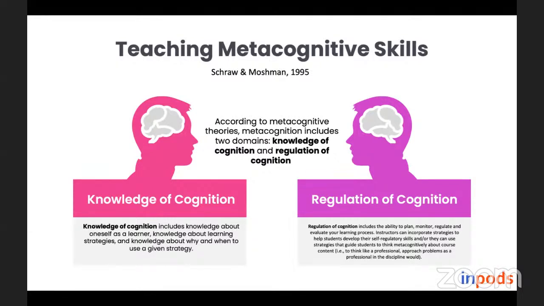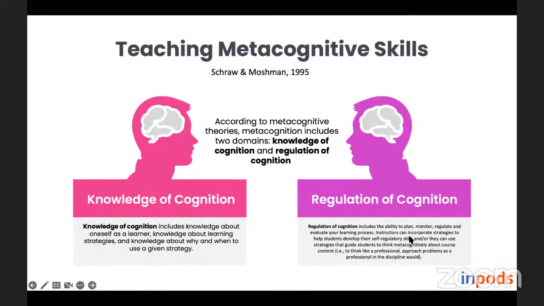So while teaching metacognition, this is exactly what I wanted to say. According to the metacognitive theories, metacognition includes 2 domains: knowledge of the cognition and regulation of the cognition. Knowledge of the cognition, which we have just seen, includes knowledge about oneself as a learner, knowledge about the learning strategies, and knowledge about why and when to use a given strategy. And regulation of the cognition includes the ability to plan, monitor, regulate, and evaluate your learning process, that is, students' learning process.